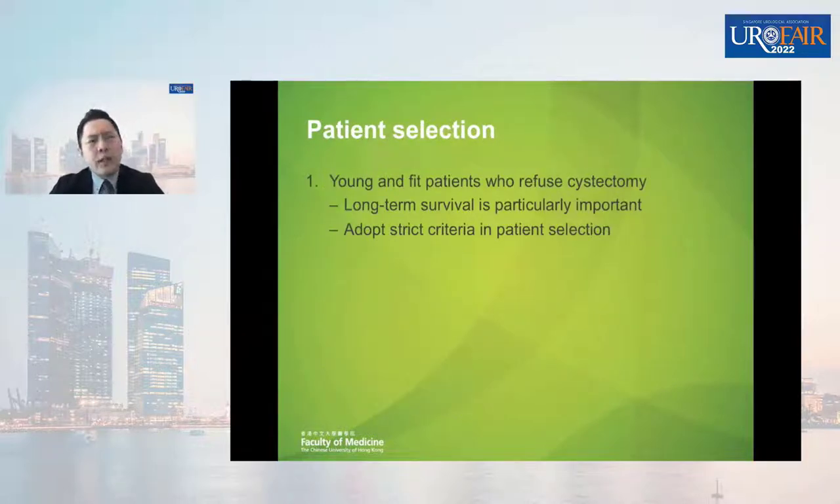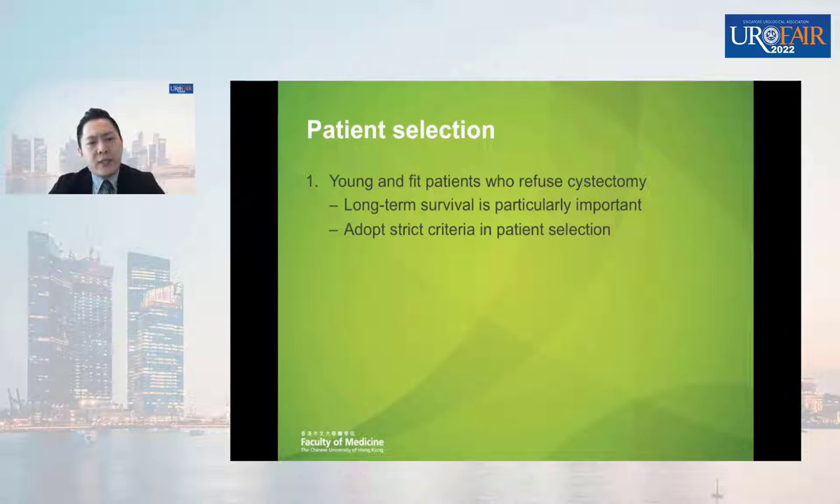When we think about the patients that we may consider TMT, there are two main groups of patients. First would be young, fit patients, muscle-invasive. As a urologist, you would think, come on, you must do radical cystectomy. But we also need to understand that some patients just wouldn't want to have such a major surgery, wouldn't accept a conduit, or don't even want a new bladder.